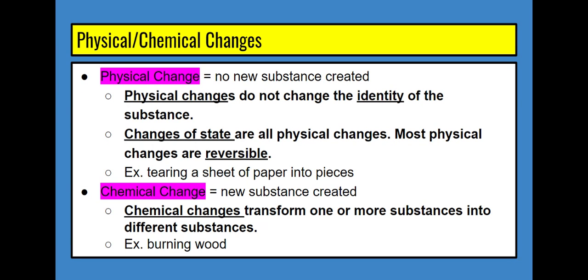All right, now we're going to move on to physical and chemical changes. So a physical change means that there is no new substance created, and that's extremely important. So physical changes do not change the identity of a substance, or rather it's just some sort of change that may alter the appearance or look of the material. Changes of state are all physical changes. Most physical changes are reversible.